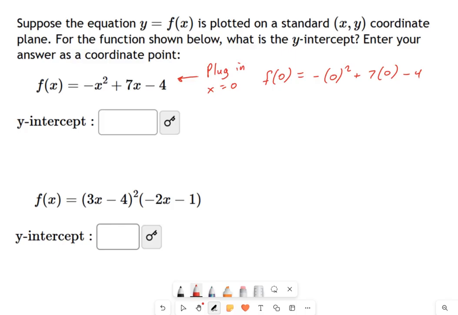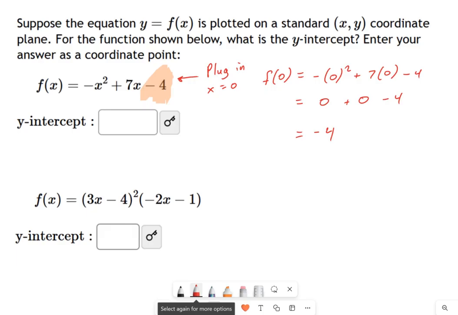Well, watch what makes this so easy. This just becomes 0, right? Plus, no, not 7. 7 times 0 is 0, and then minus 4. So in the end, the result is just minus 4. Or in other words, when you have a polynomial in standard form, you can just take whatever the number is that has no x's on it, and that is your y-intercept.